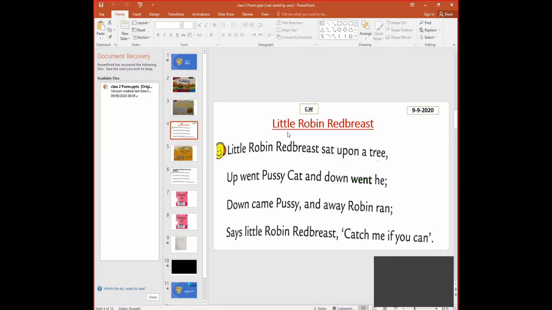Albatul, repeat after me. The name of the poem. Say, little Robin Redbreast. Very good. Once again, say, little Robin, Redbreast. Now repeat after me: Little Robin Redbreast, sat upon a tree. Once again. Little Robin Redbreast, sat upon a tree.